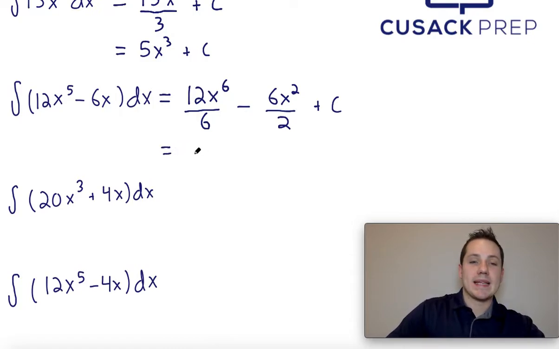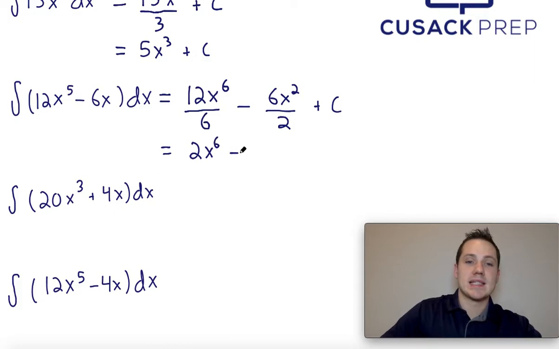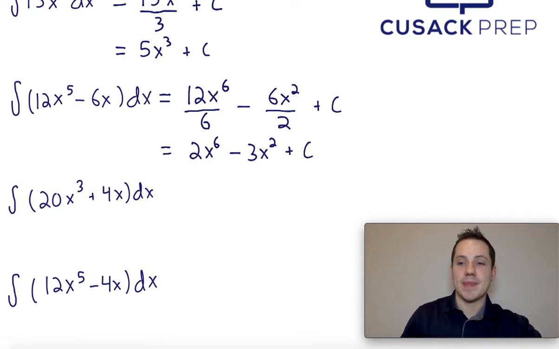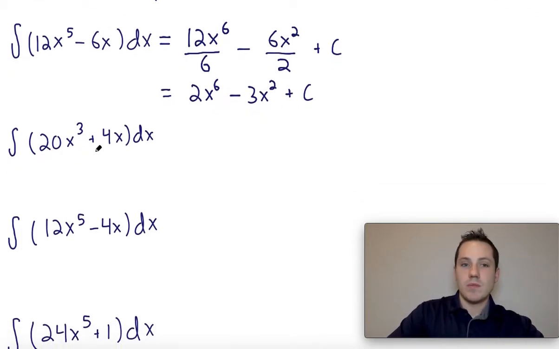Well, 12 divided by 6 is just going to be 2, so this is going to be 2x to the sixth. And 6 divided by 2 is just going to be 3, so this is going to be minus 3x squared. And then in the end, it's going to be plus c, and that would be how we perform that integral.